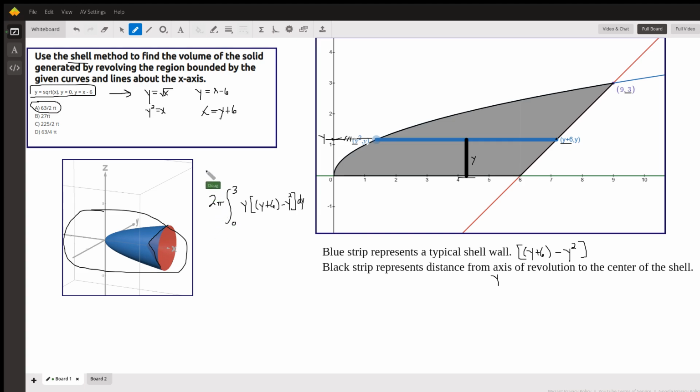Anyway, the definite integral that you set up is 2 pi times the integral from 0 to 3. In other words, the typical shells are going from 0 here up to this 3. There's another typical shell right there.